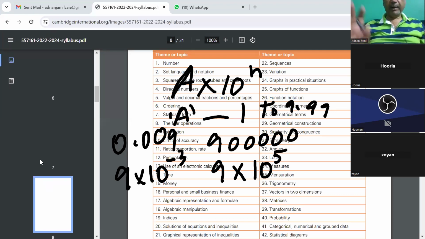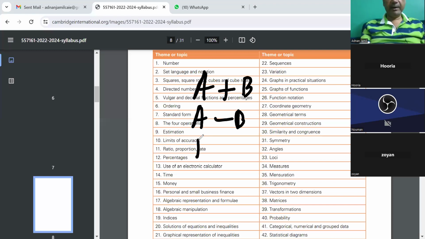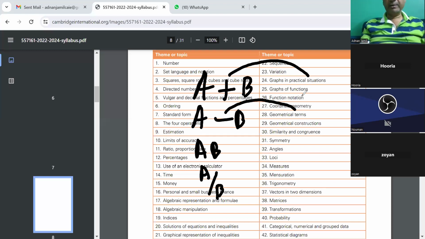This is standard form. I already told you about the standard form of a plus b, a minus b, ab, and a divided by b, where the values of a and b will be given to you. In case of addition and subtraction, what is the rule? We make the powers same, and then we take out the powers common. When there is multiplication and division, it becomes really very easy.